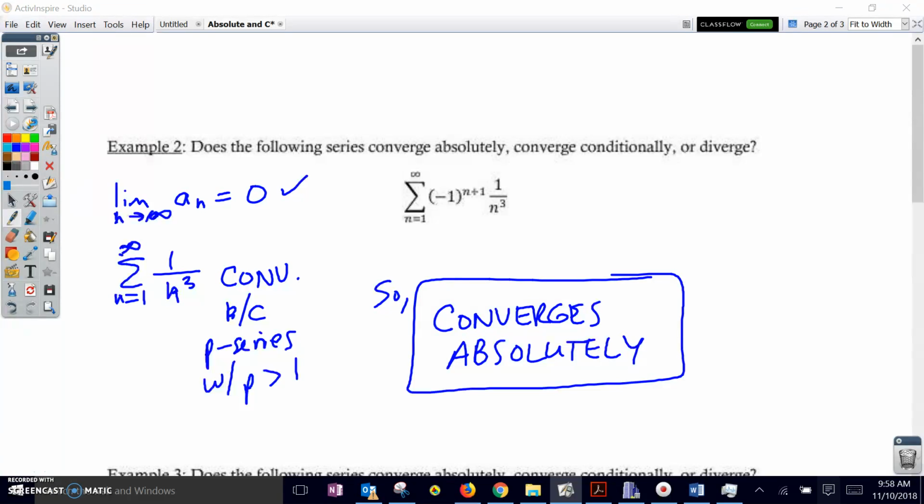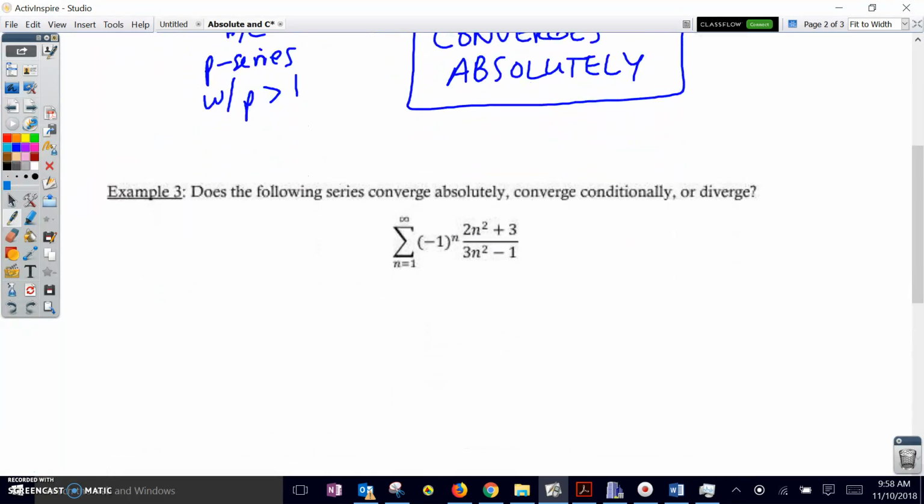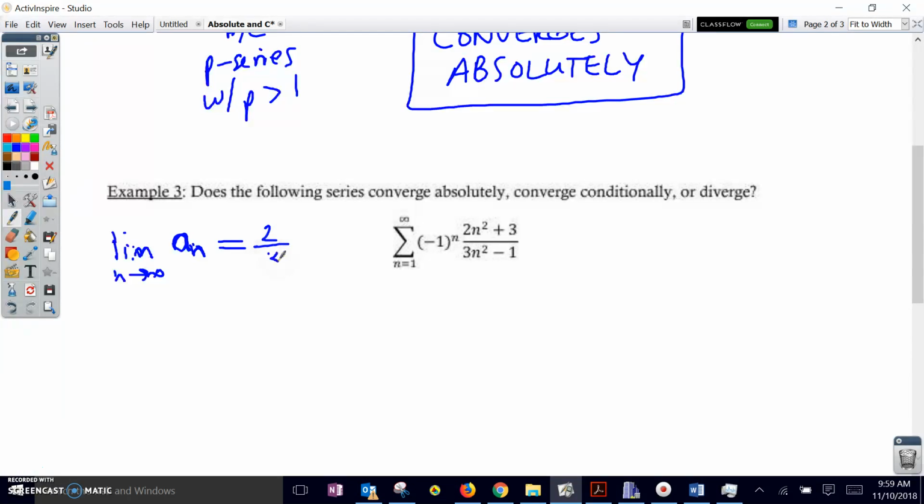All right. Example 3. Does the following series converge absolutely, converge conditionally, or diverge? Again, I'm going to try out the nth term test to see... and the limit of this as n approaches infinity, a sub n approaches not 0, but 2/3. And therefore, this series diverges.